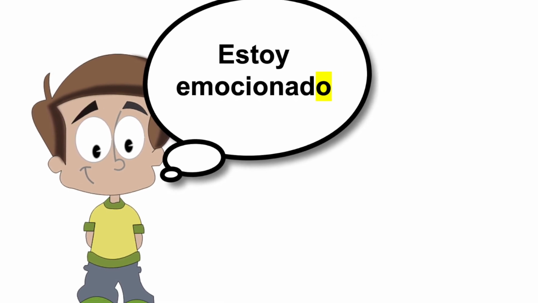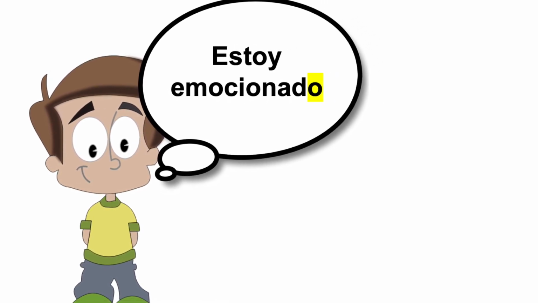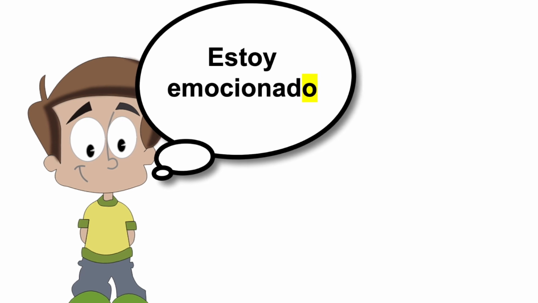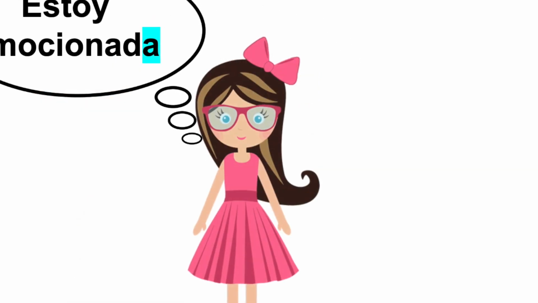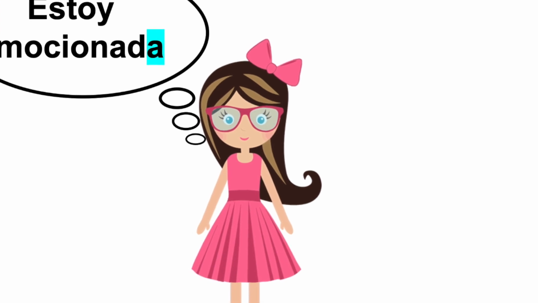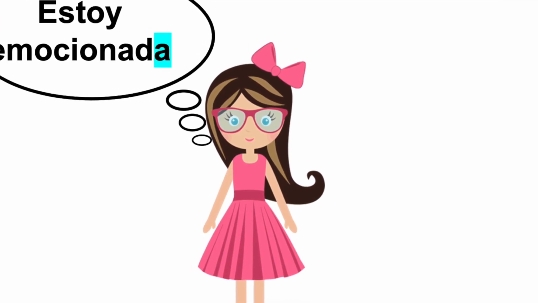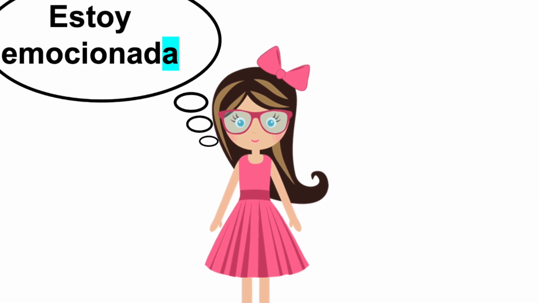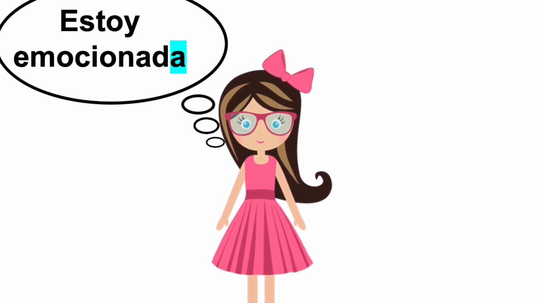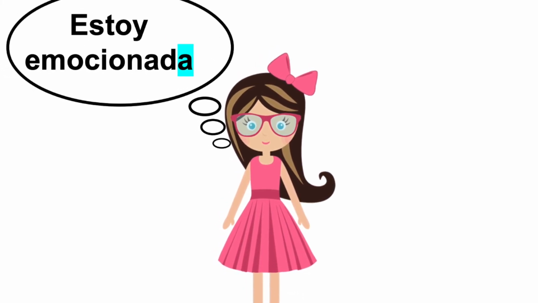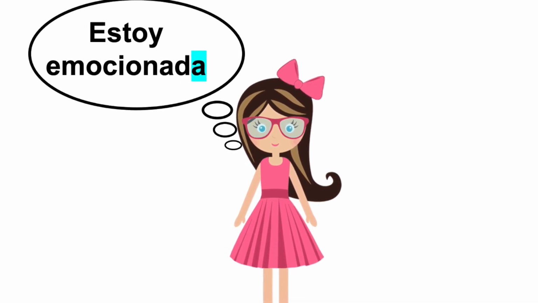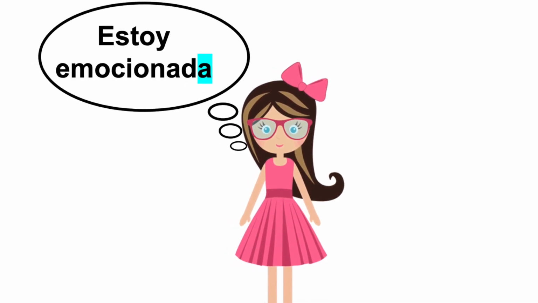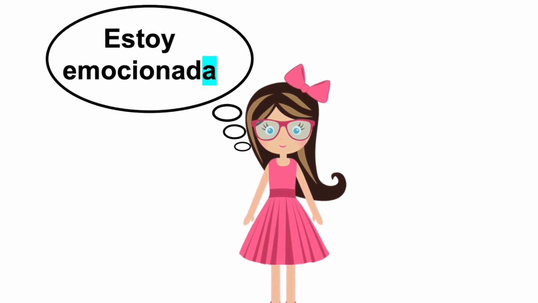So in this case, he's saying, estoy emocionado. I am very excited. Now let's see how we're going to say the same thing for a girl. She has an A at the end of her sentence. Remember, if you're a girl, you're going to use an A at the end of your sentence. So she is also telling us, estoy emocionada. I am very excited.